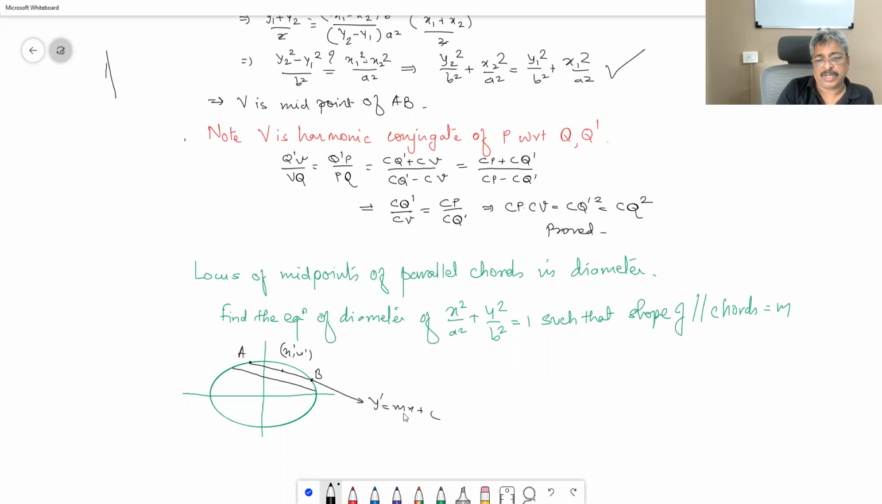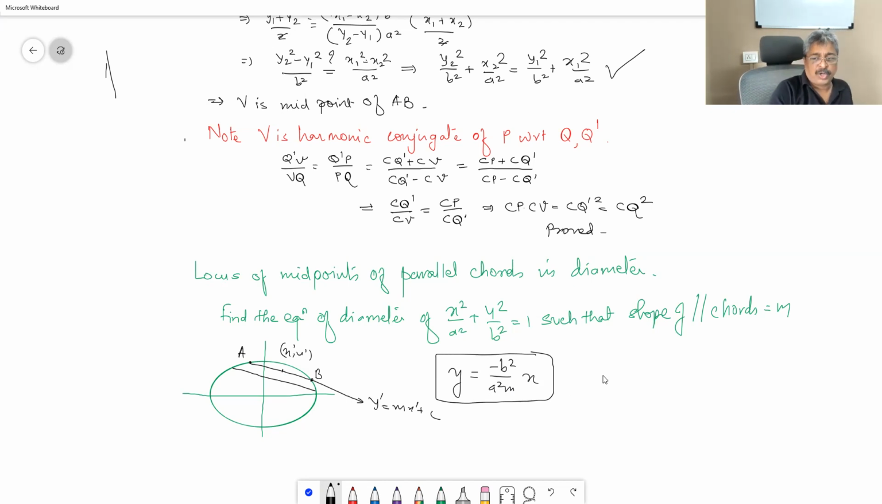So y dash is equal to m x dash plus c. You can express c in terms of these 3 and eliminate c, and hence you will get the locus y is equal to minus b square upon a square m times x. This is one way of doing it. The second way of doing it is, if x dash y dash is your midpoint, you can directly write down the equation of chord AB in terms of its midpoint, T is equal to S1, and simplify, you should get the locus. So this is the answer.